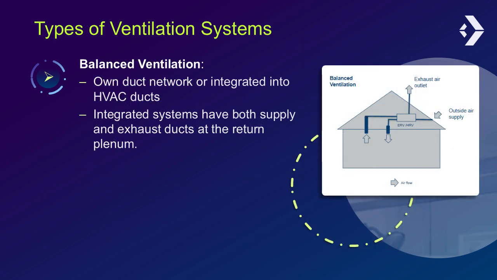Finally, we have a balanced ventilation system. Most will have their own network of ducts and fans, typically smaller diameter and not covering as many rooms as HVAC ducts. Some might be integrated into the HVAC ductwork at the return plenum. In these cases, though, instead of having a single duct providing supply air, there will also be an exhaust duct leaving the return plenum first. Integrated balanced ventilation is quite rare, though.